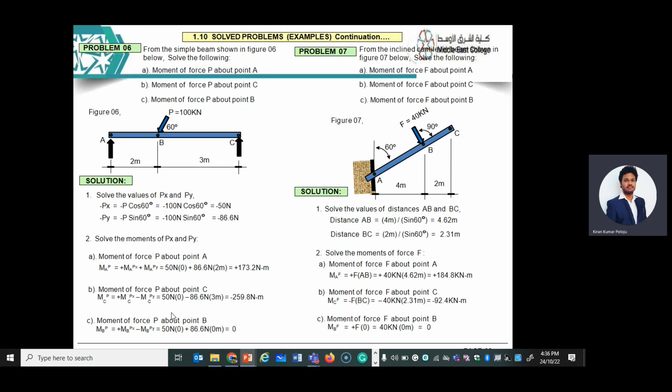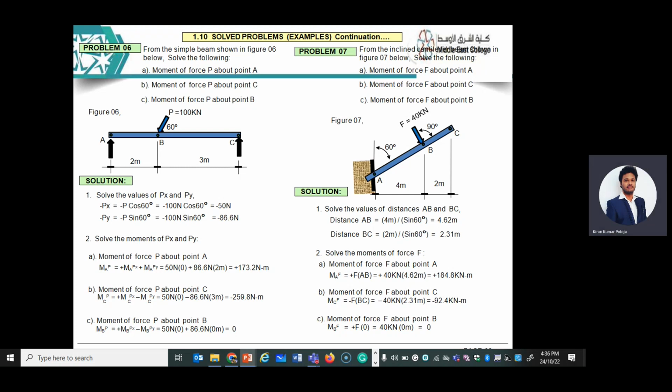Similarly, from the point C, if you see here, at point A, 86.6 into 2. Here 86.6 into 3. I have given one formula to you. Moment is equal to load into distance. You remember it. Now, how to apply that formula? Moment at A from here.